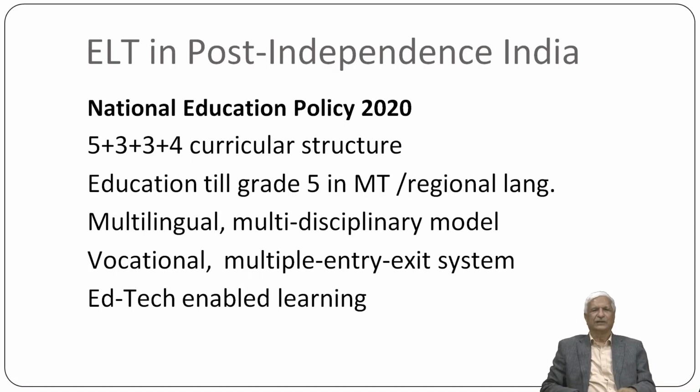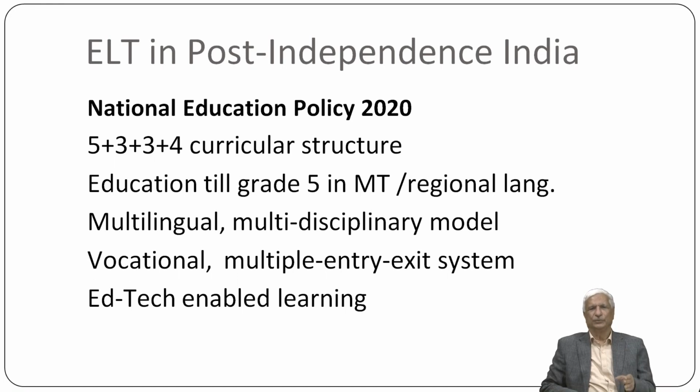And this is now followed by the National Education Policy 2020. Some of the prominent features of the National Education Policy are like this. First of all, it proposes a new curricular structure. The earlier structure was 10 plus 2 plus 3, 10 years of schooling, 2 years of higher secondary education, and 3 years of undergraduate education.